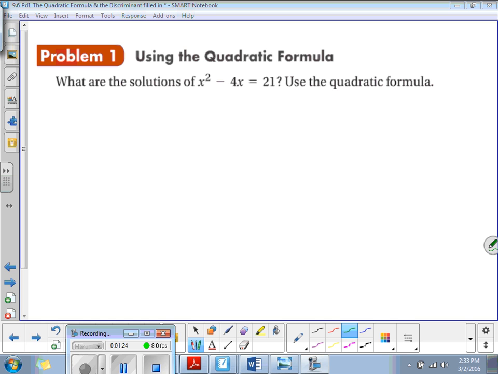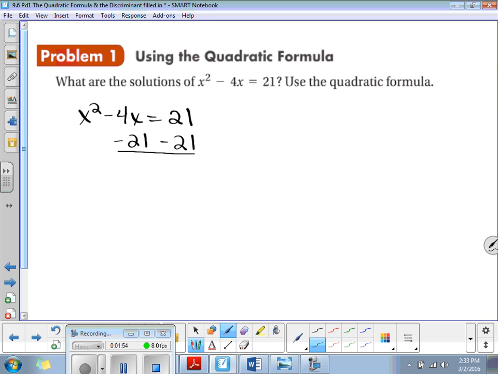So for problem 1, we're going to use the quadratic formula to find our solutions. Here we've got x squared minus 4x is equal to 21. Now remember, it has to be equal to 0, right? In order to make this equal to 0, we're just going to subtract 21 on both sides. Very good. So we've got x squared minus 4x minus 21 is equal to 0.